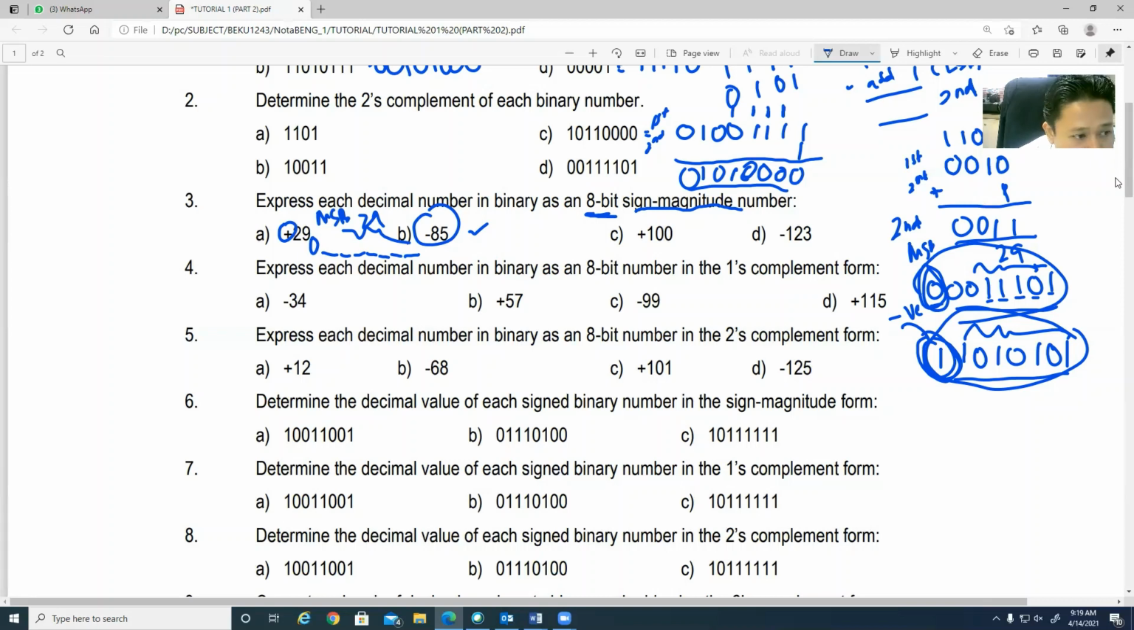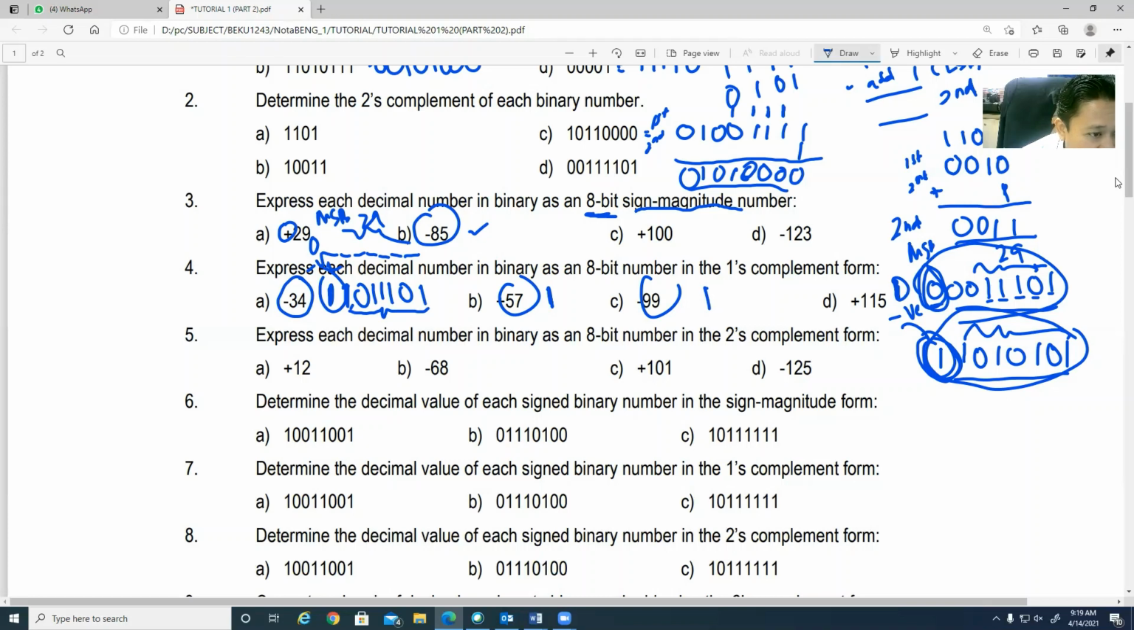First, you have to convert into binary. For the numbers 34, 55 and 99, the most significant bit will be 1. This one will be 1, this one will be 1, and this one will be 0. For example, the answer for this one will be 11011101. This means it is a negative value, and this is 34.